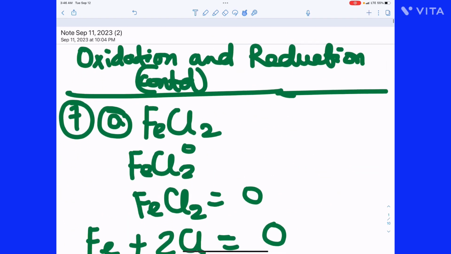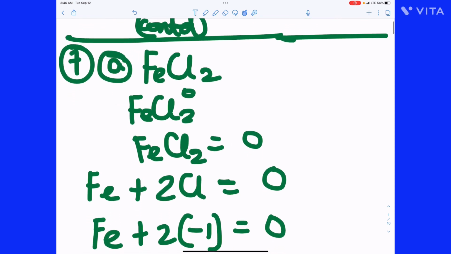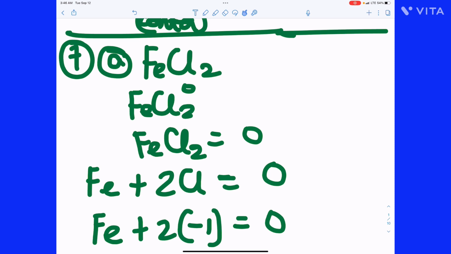Let's continue with number 7 in this exercise on oxidation number and oxidation and reduction. In question 7, we are asked to find the oxidation number of iron in each of the following compounds. In A, the compound is FeCl2. So the total charge of the compound is 0. So FeCl2 is equal to 0.